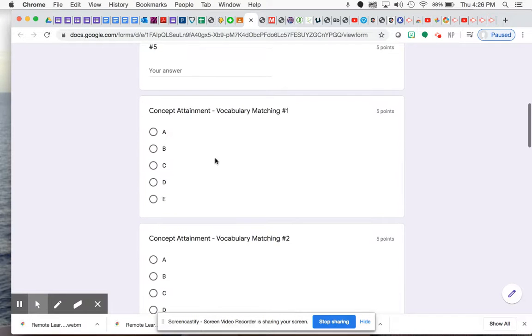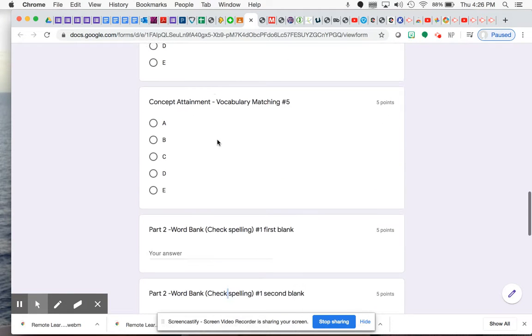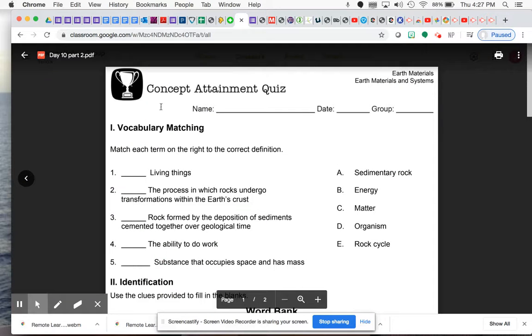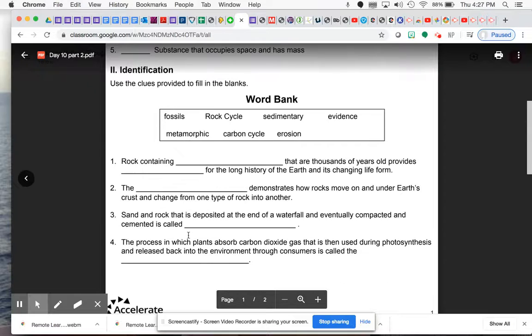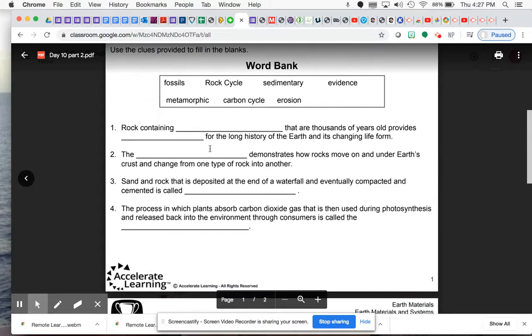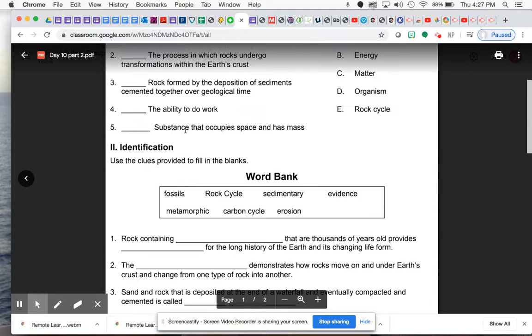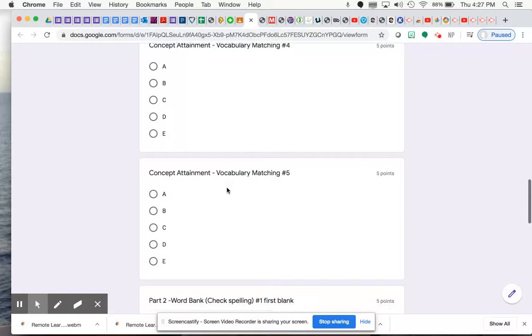Then after that, you have some multiple choice vocabulary matching. That's going to be through this page, which is the second part, called the concept attainment quiz. So you have vocabulary matching, and then you have identification right here. Again, that's really important that you're paying attention to which ones you're putting into your Google form.